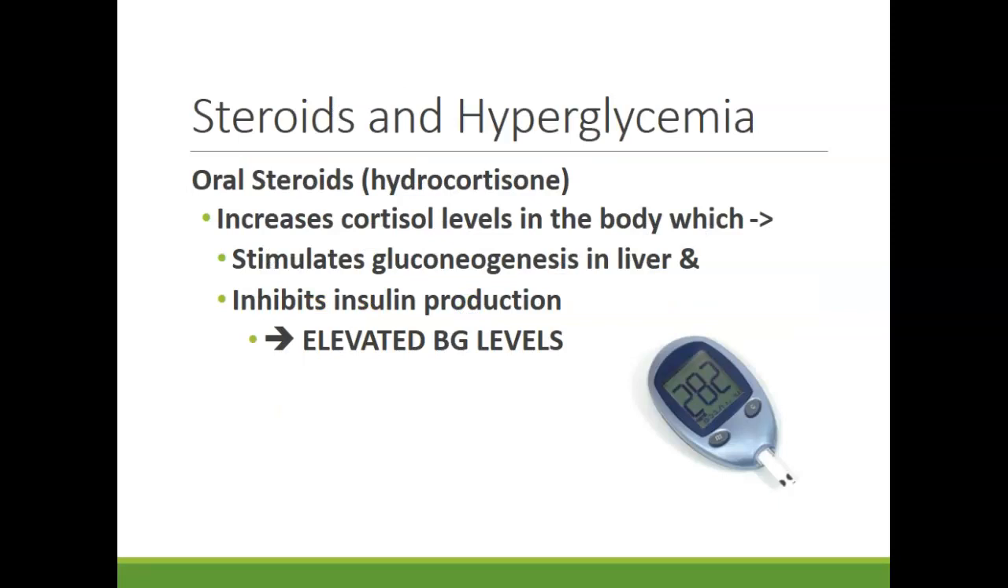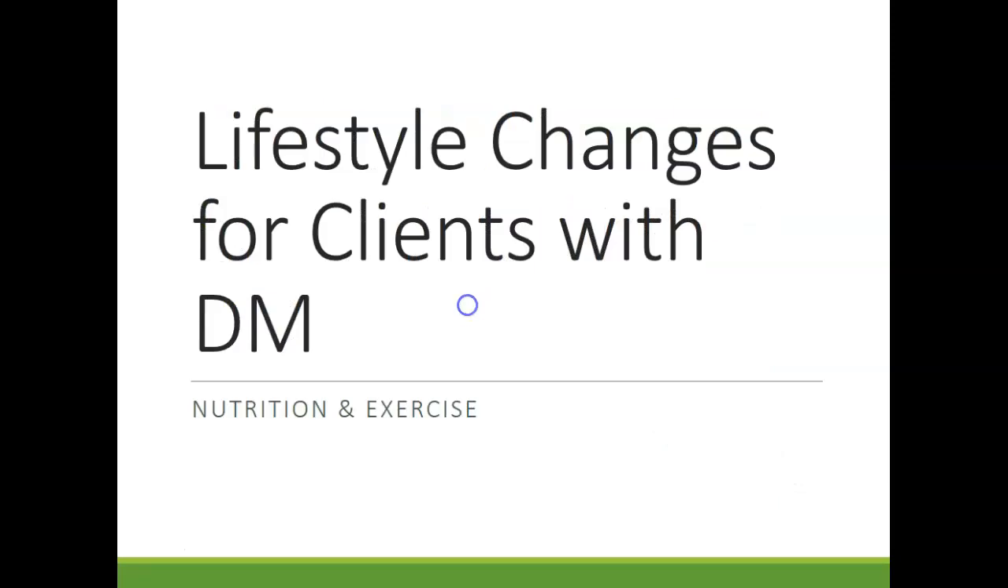Steroids and hyperglycemia. Oral steroids like hydrocortisone can increase cortisol levels in the body, which stimulates gluconeogenesis in the liver and also inhibits insulin production, which unfortunately will lead to elevated blood glucose levels. So if you have diabetics that are on a course of steroids, let them know that their blood sugars are going to go up and they may need to adjust their insulin accordingly.